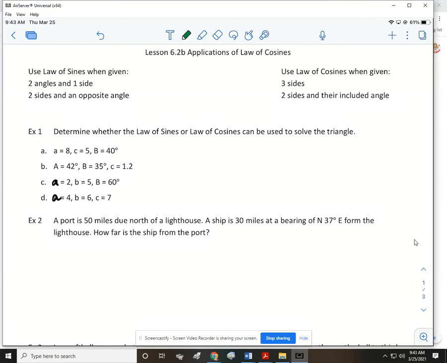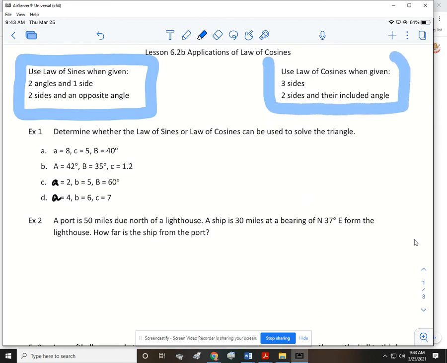All right, so this note sheet is applications of the law of cosines. Your assignment could be applications of law of sines or law of cosines. So it just depends on what you're given, which law you use. The first thing we're going to decide is which would we use, law of sines or law of cosines. And we have typed up here when you use which one.